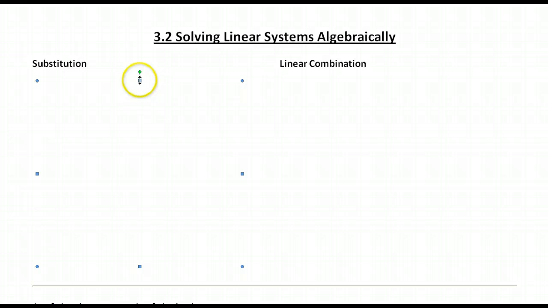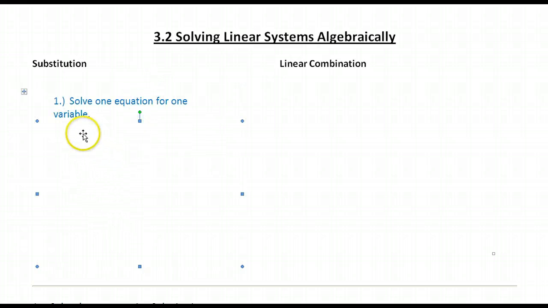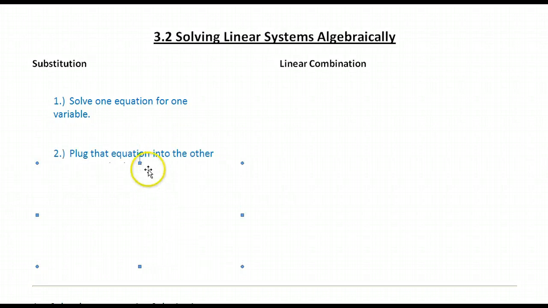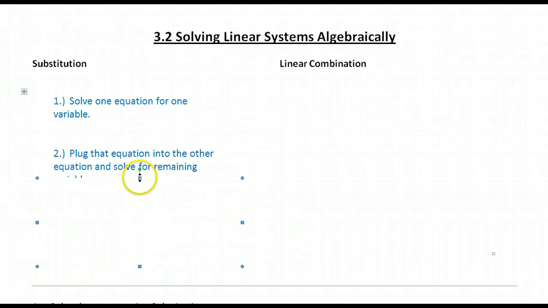To use substitution, start by solving one equation for one variable. Notice that it doesn't tell us which variable to solve for. Pick the variable that's the easiest to solve for. Pick a variable whose coefficient is either 1 or -1. Once we have one equation solved for, take that equation and plug that equation into the other equation and solve for the remaining variable.